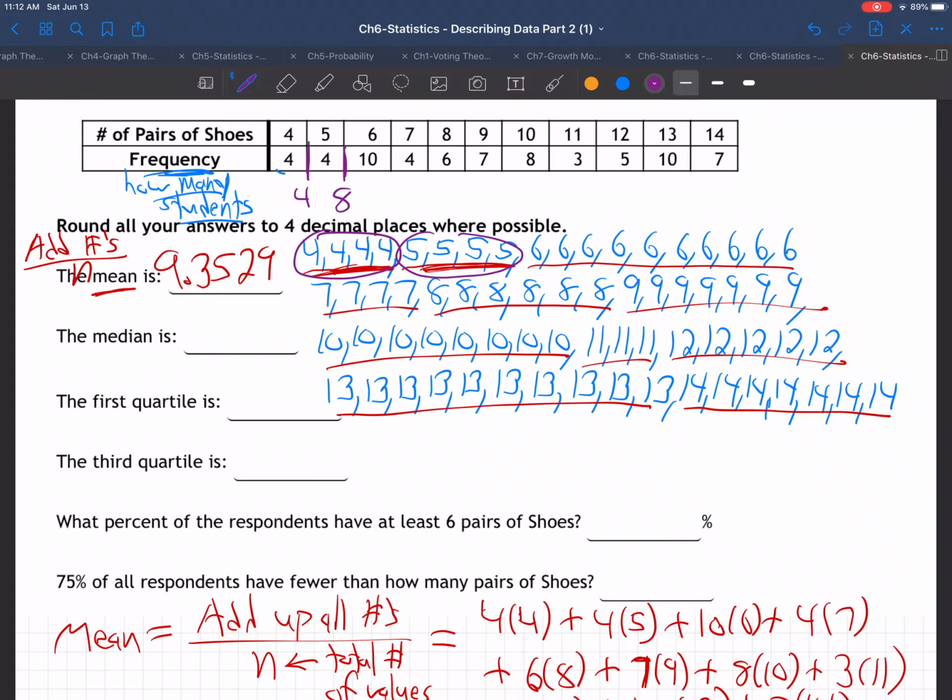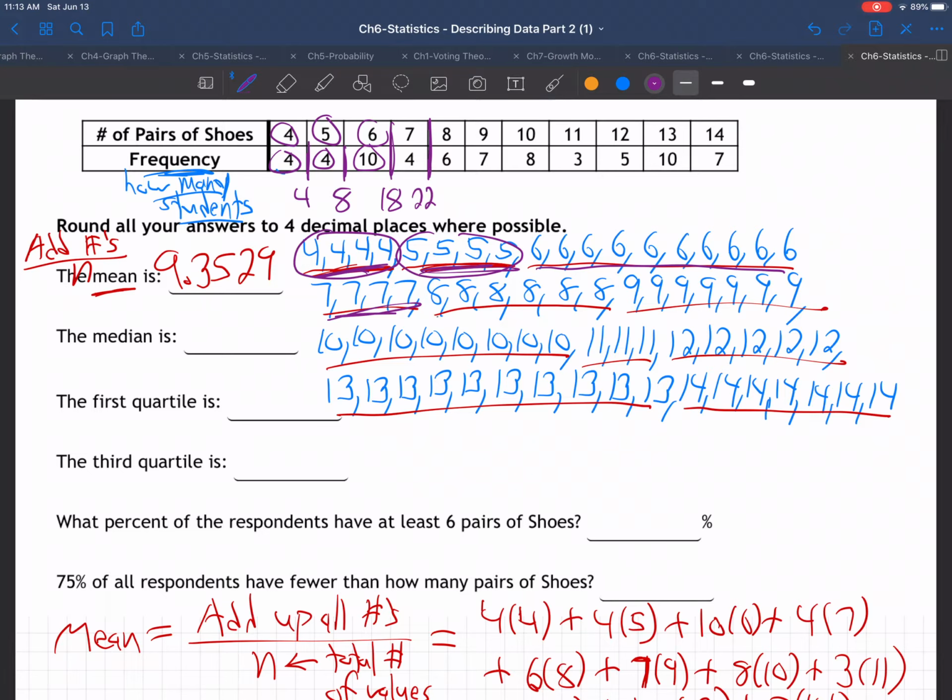Because when you're done with the 5s, there's 4 4s and then there's 4 5s. That's what the table tells us, as we see right here. 4 4s and 4 5s. So at this point we have 8 data values. And then we have 10 6s. So at that point we've got 18 data values. And then we have 4 7s. That's what that 4 is. And so add 4 to 18. You've got 22 data values at this point.